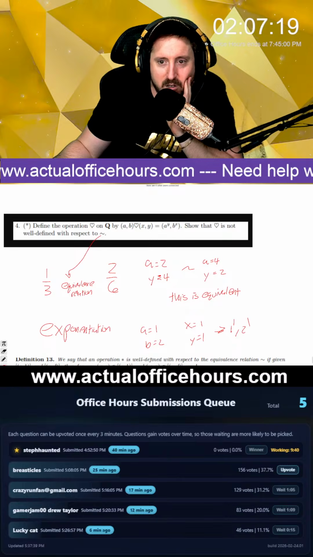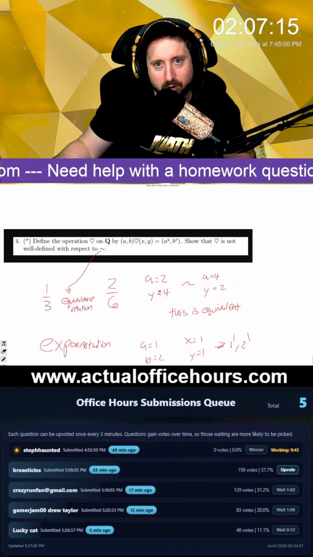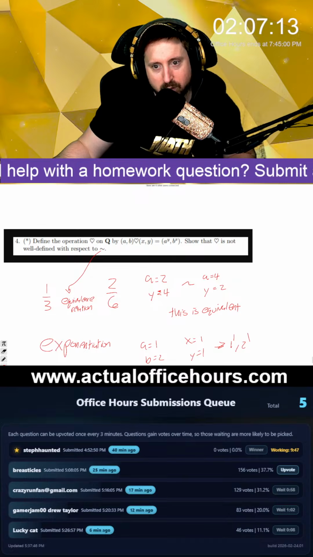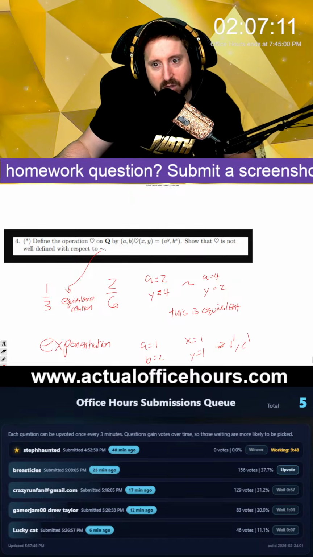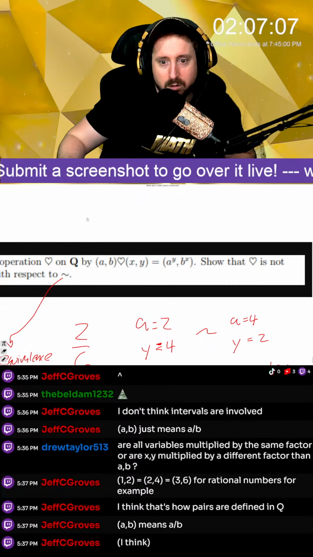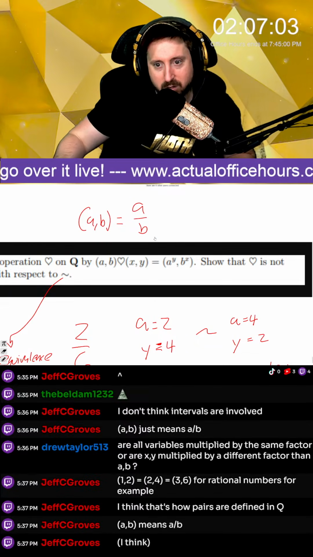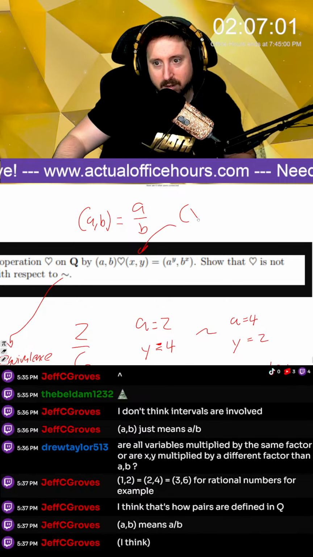Okay, but this operation... Oh, I see. Okay. I think that's how pairs are defined in Q. AB means A over... Oh, okay. You're saying that A comma B is the same thing as A divided by B?